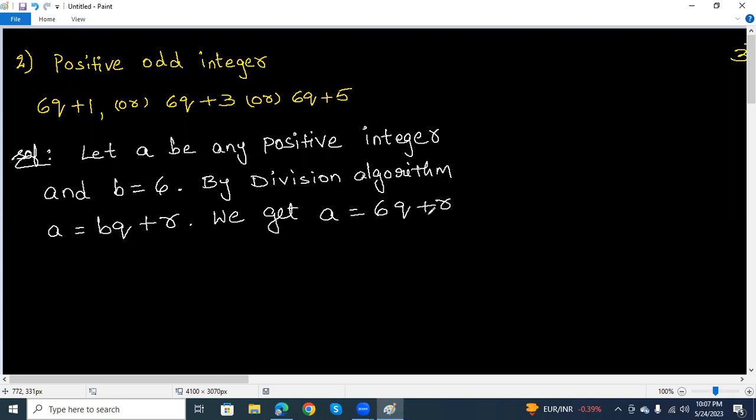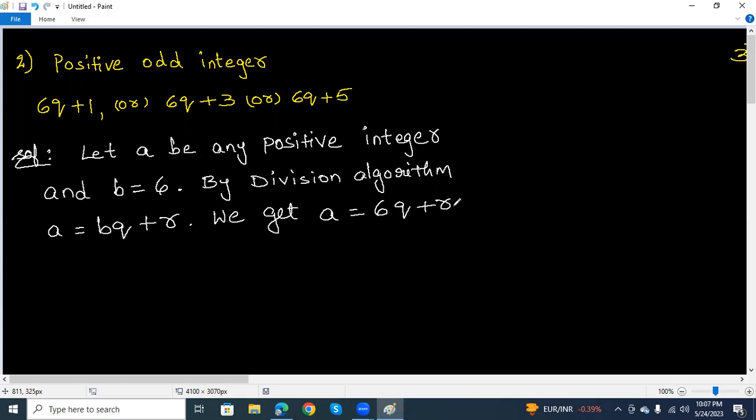Here what is R then? R is the remainder. What about the remainder? We always know that the remainder is either equal to 0 or less than the divisor. Q is the quotient, right? A is the dividend, Q is the quotient, and 6 is the divisor. So B is here the divisor and R is the remainder.